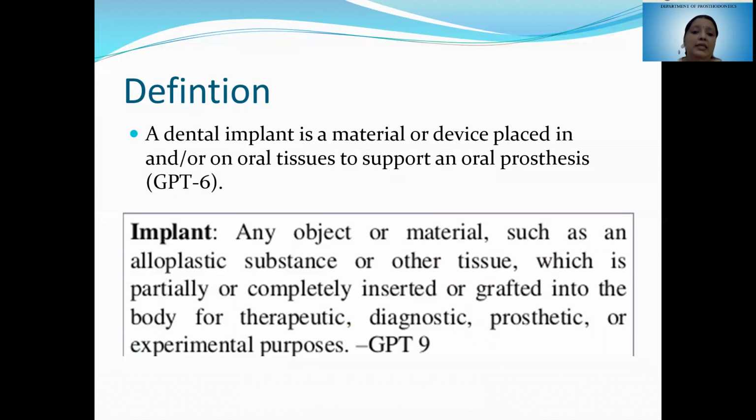A dental implant is defined as a material or a device placed in and or on oral tissues to support an oral prosthesis. The latest definition, the Glossary of Prosthodontic Terminologies, edition 9, defines an implant as any object or material such as an alloplastic substance or other tissue which is partially or completely inserted or grafted onto the body for therapeutic, diagnostic, prosthetic, or experimental purposes.